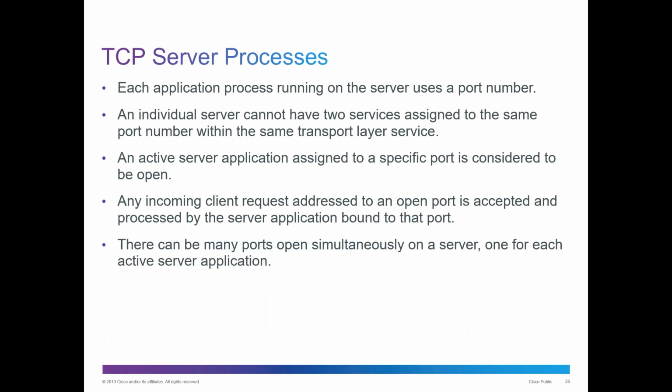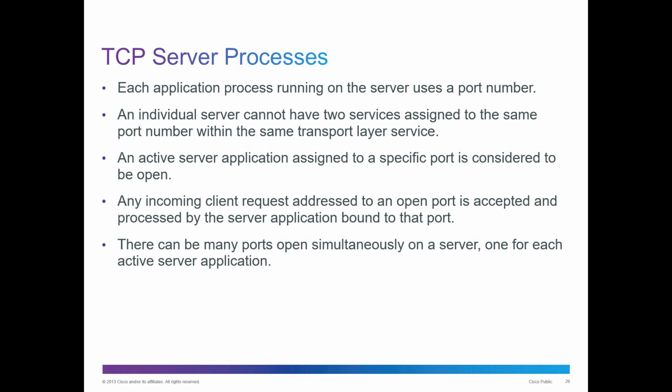Okay, so we start with TCP. So the TCP server process: each application process running on the server uses a port number. An individual server cannot have two services assigned to the same port number within the same transport layer service. Meaning that if you're using TCP or UDP, you can have the same port number assigned to a service using TCP, then the same port number assigned to a service using UDP. You just can't have two TCPs on the same port or two UDPs on the same port is what it's saying there.